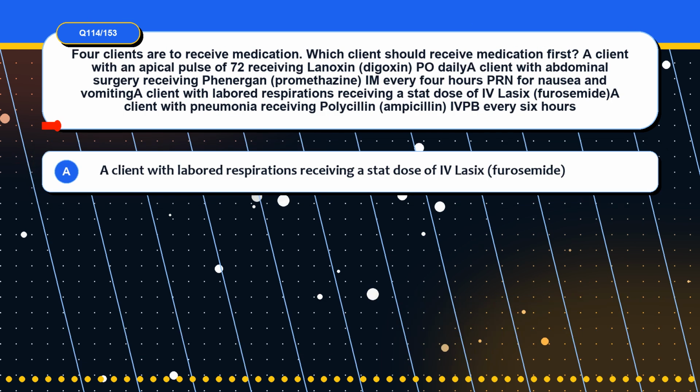Question 114. Four clients are to receive medication. Which client should receive medication first? A client with an apical pulse of 72 receiving Lanoxin and digoxin PO daily. A client with abdominal surgery receiving Phenergan promethazine IM every 4 hours PRN for nausea and vomiting. A client with labored respirations receiving a stat dose of Lasix furosemide. A client with pneumonia receiving ampicillin IV every 6 hours. Here are the options. Option A. A client with labored respirations receiving a stat dose of Lasix furosemide.